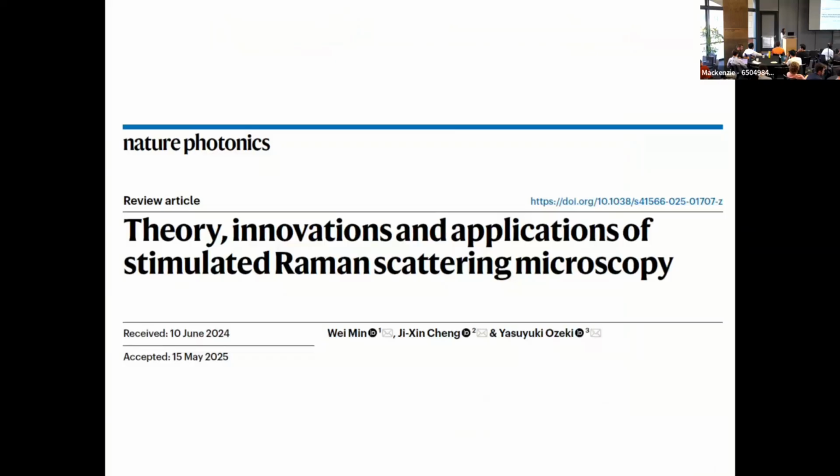The sensitivity comparison fundamentally explains why SRS is clearly superior over spontaneous Raman, particularly in the application of imaging and microscopy. Alongside the innovation from all other perspectives, such as instrumentation, chemistry, and data science, SRS microscopy has opened up a wide range of applications in many different areas, such as in biology and environmental science. This review really presents a good summary of the topic. Here, I'll just highlight a few.